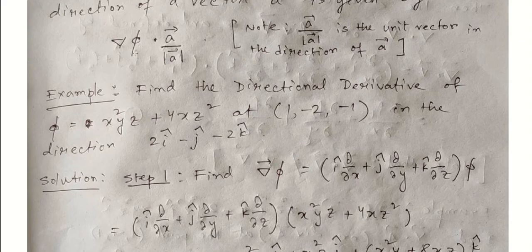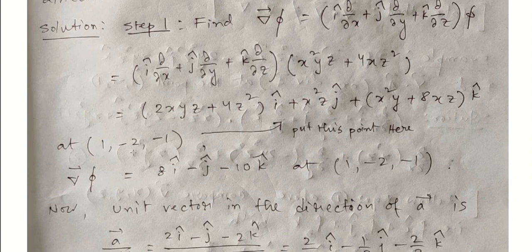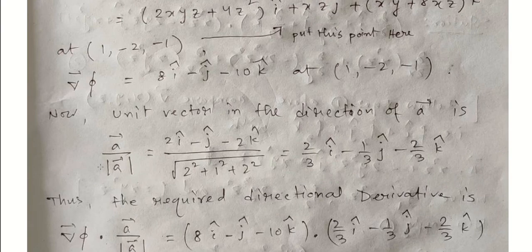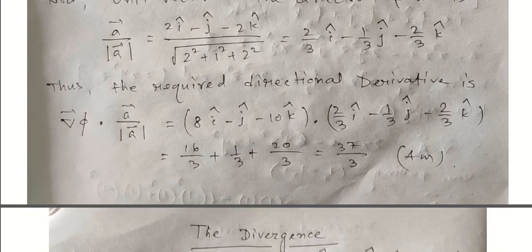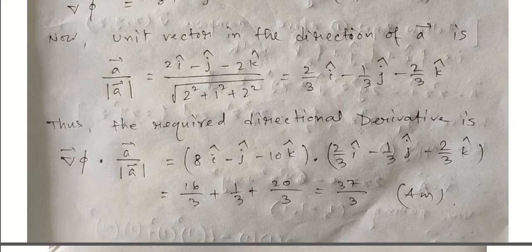Now just put it into this formula. We know the value of grad phi. Grad phi value at the point (1, -2, 1) is this one. And a by mod a, the value is this one. Just find the dot product and you will get this answer. So this is the required answer for the directional derivative.